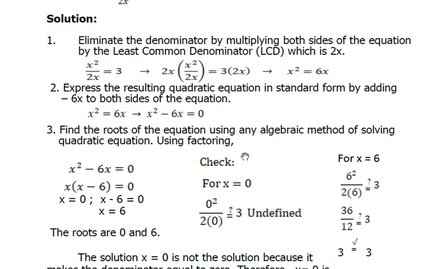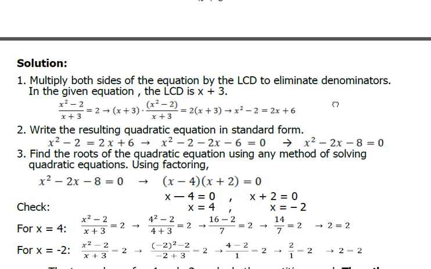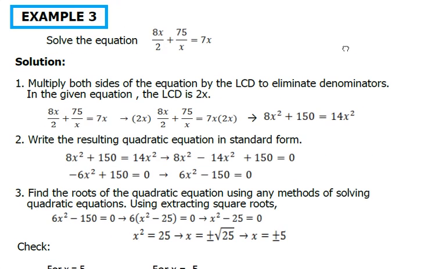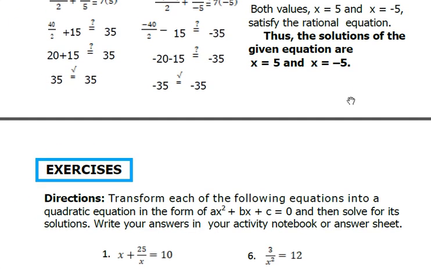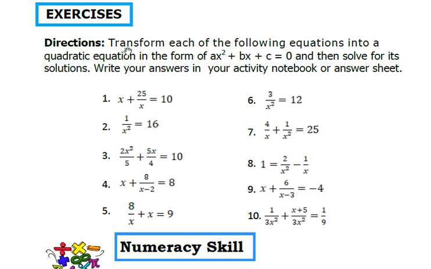There are 3 examples in this module, and I left it with you for self-learning, and let me go directly to exercises. We have 10 items in this exercise. Direction: transform each of the following equations into quadratic equation in the form ax squared plus bx plus c equals 0. And then solve for its solutions. Write your answers in your answer sheet or any intermediate pad or bond paper or yellow pad.